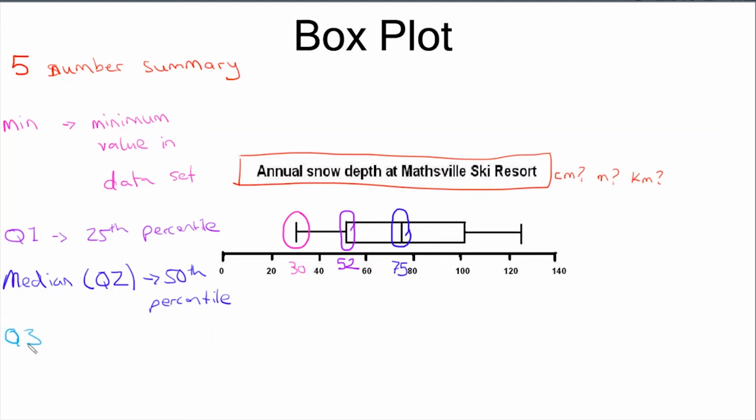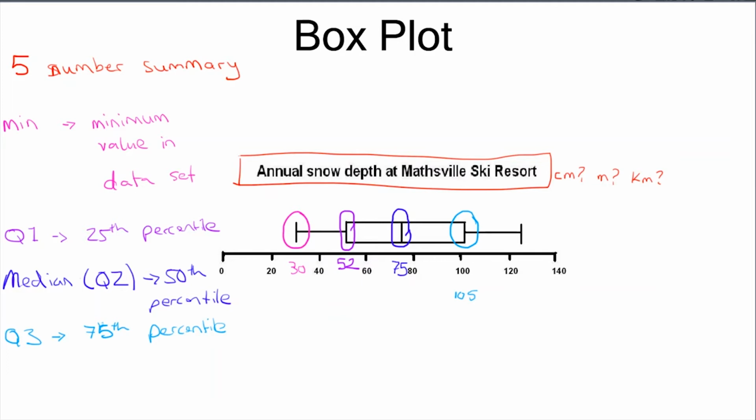Let's continue on. Alright, so what is our next one? Well, it's going to be Q3. And Q3 is, if you haven't guessed it, our 75th percentile. 75% of the data is smaller than this value, and 25% is larger. Well, once again, here we are. This is about 105 units.